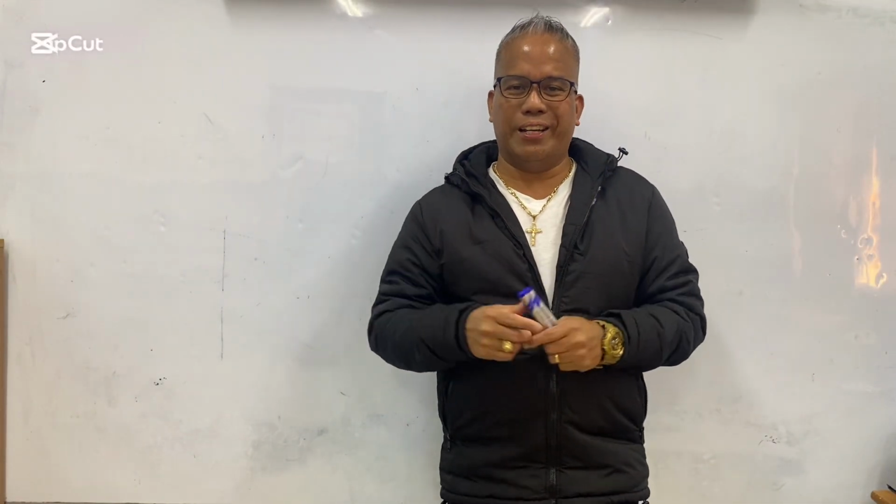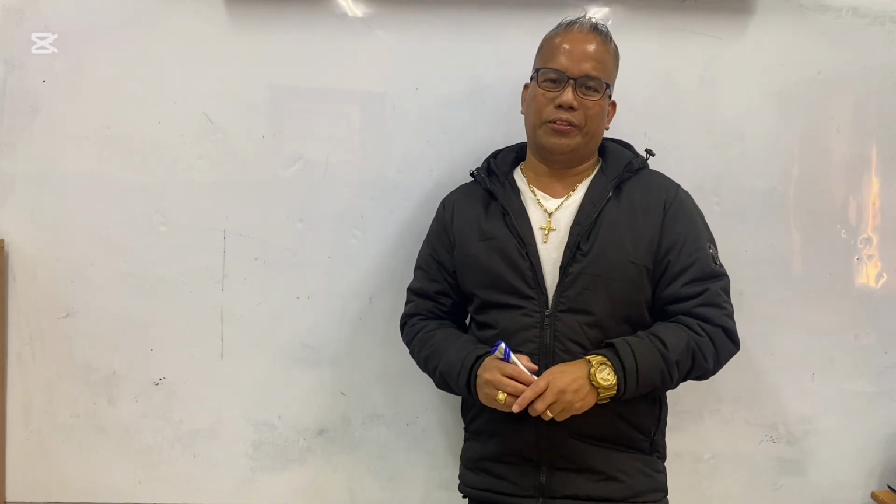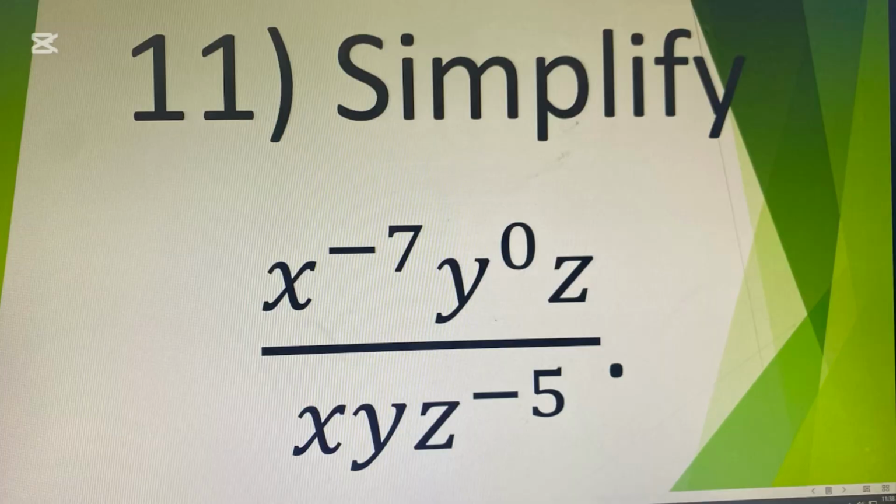Question number 11. Simplify. So this question is about zero and negative exponents. We are going to simplify the given expression. Here's the question. Simplify x raised to negative 7, y raised to 0, z, all over x, y, z raised to negative 5.